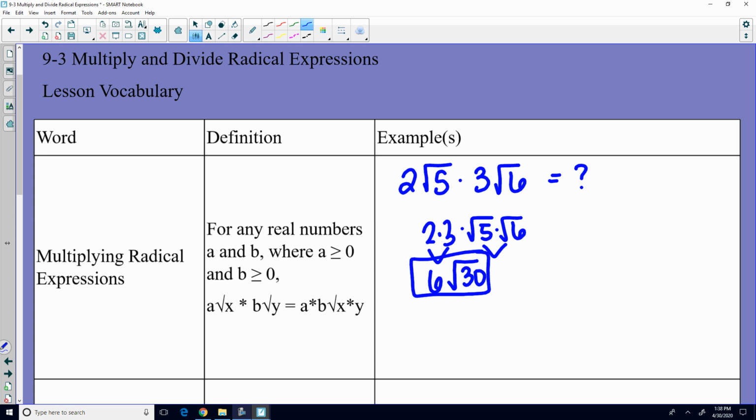Now if you can simplify any of this, you should. We're going to go through a couple problems like this today, 5 of them actually, so get ready to write. Here we go.